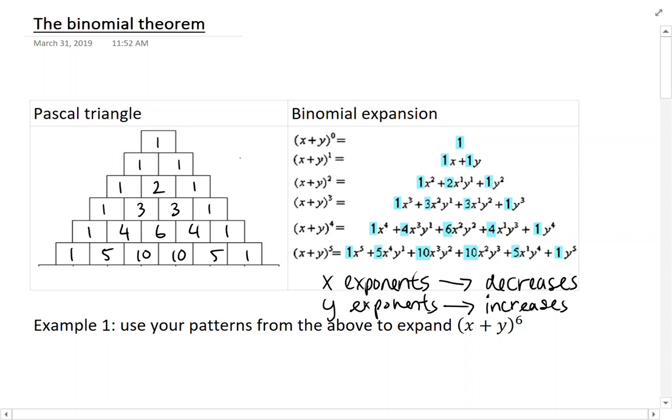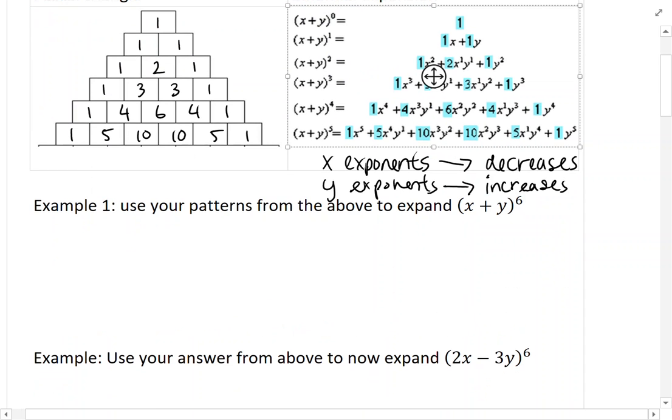Knowing that the coefficients are from Pascal's triangle and our x and y exponents have that pattern, we can figure out the expansion for all sorts of exponents. Right now we're just going to look at the next one, when it's x plus y to the 6. We're going to go one term at a time.